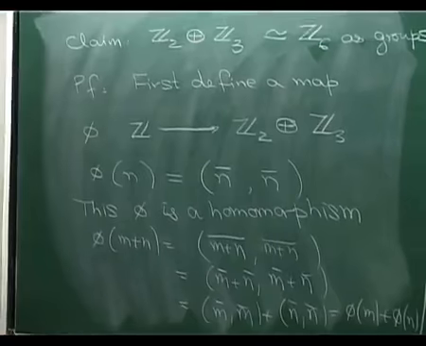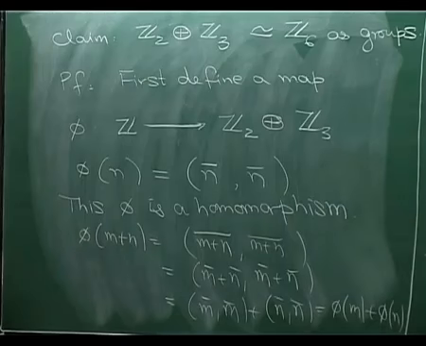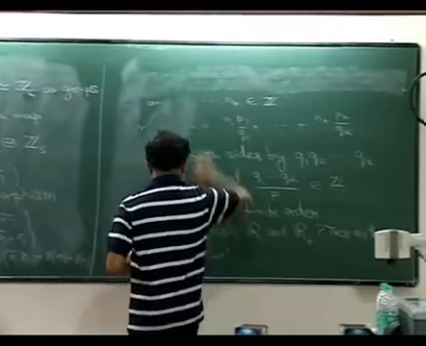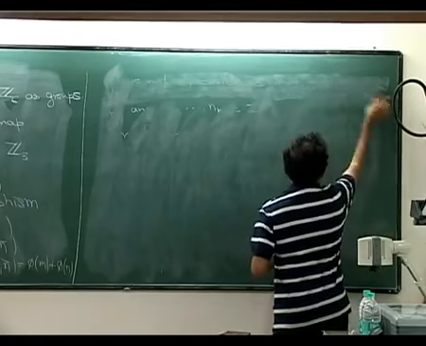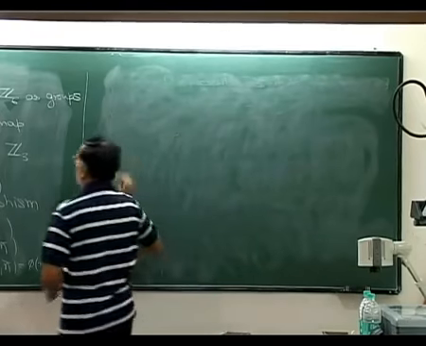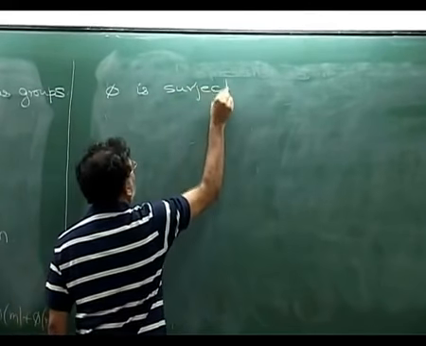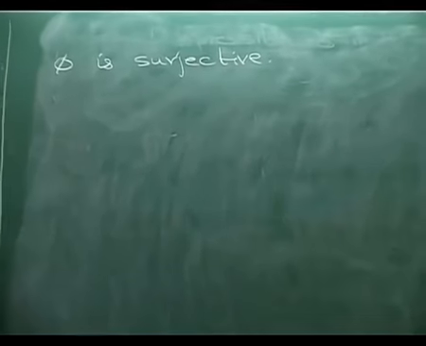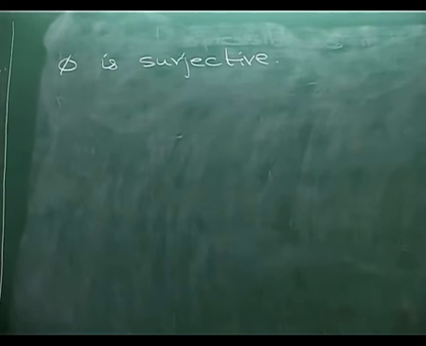Now I claim that this is not just a homomorphism, that this is a surjection. This is surjective. So next, phi is surjective. Now this is the hard part of the proof actually. To prove that phi is surjective is the really hard part of the proof, and this is called the Chinese remainder theorem.